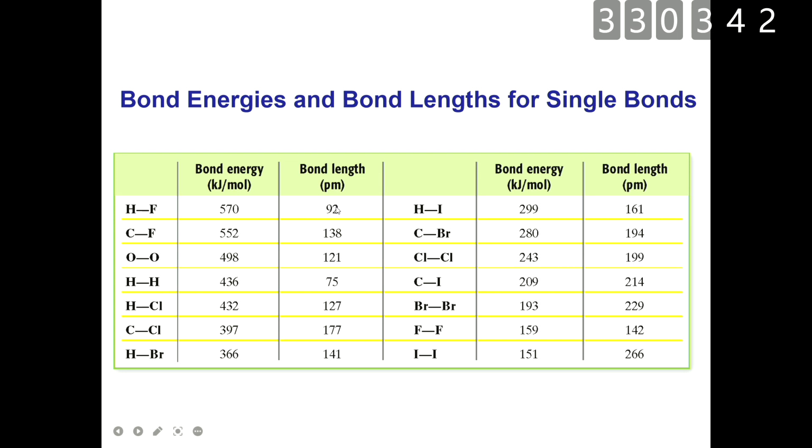If the bond length is small, this means they are close to each other, more close to each other. Okay, so then you need to provide more energy to break the bond. And for example, for this one, they have a long bond length, so they have low bond energy. So this means they are easy to break.